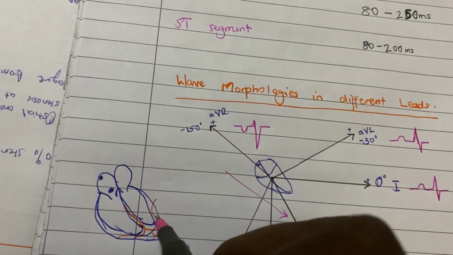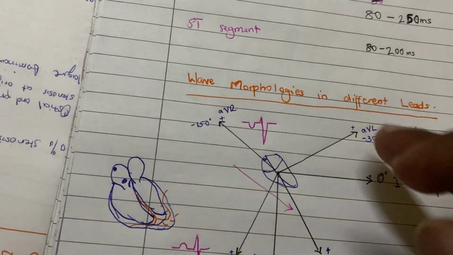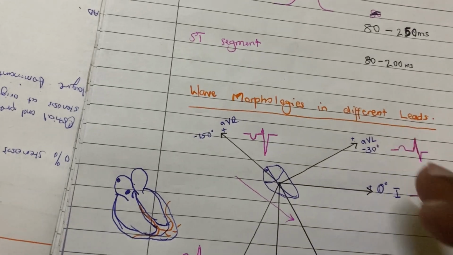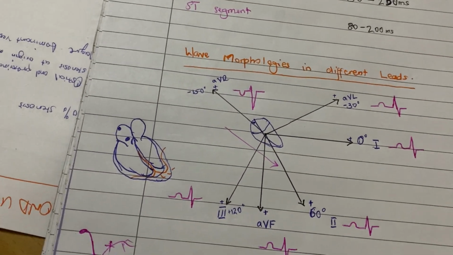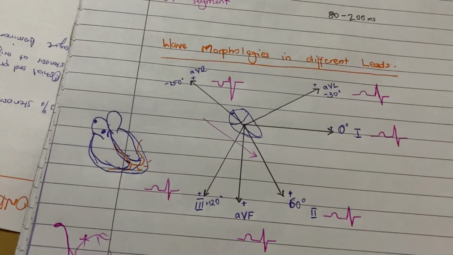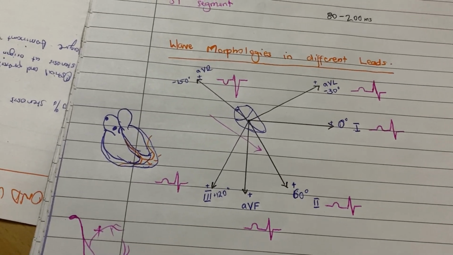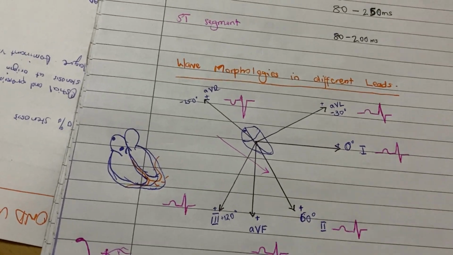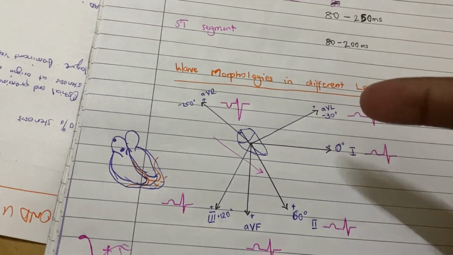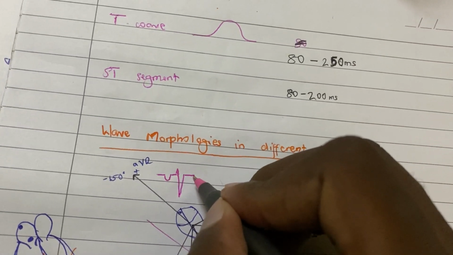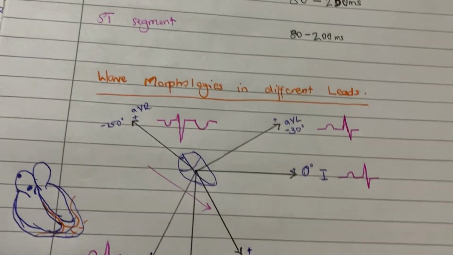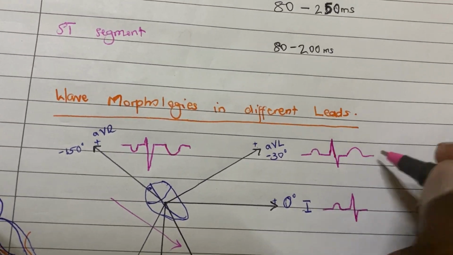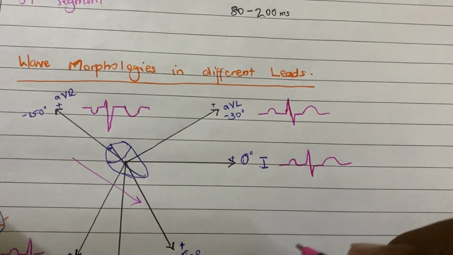negative charges are moving away from a positive electrode. Repolarization will happen from this side to this side, so it will be moving away from the positive electrodes of all these leads. And if it happens like that, we are producing a positive deflection. Another way of producing a negative deflection is when a negative charge is moving towards a positive electrode. So in AVR, the T wave will again be negative. And in these ones, it will be a positive deflection.